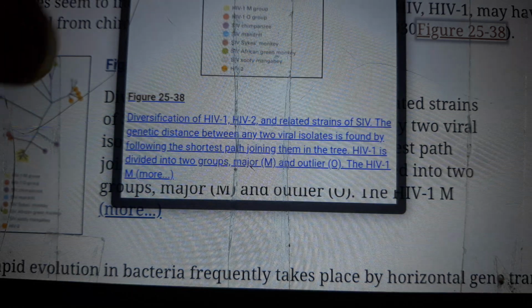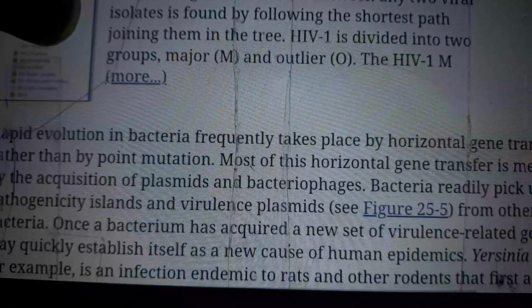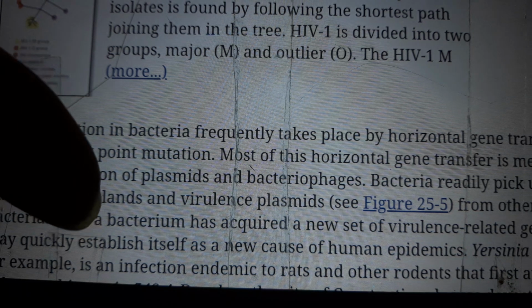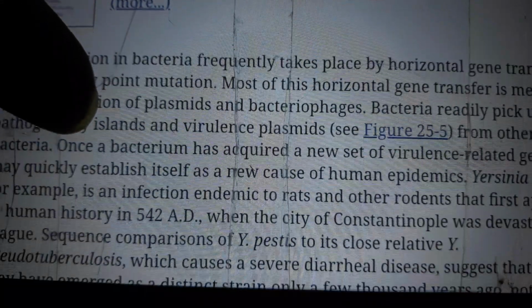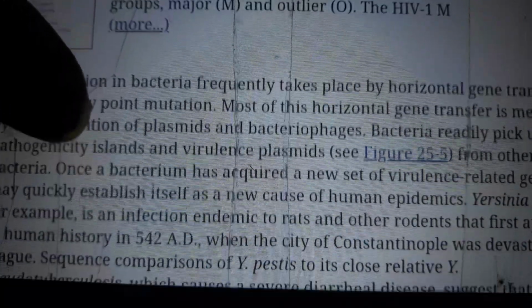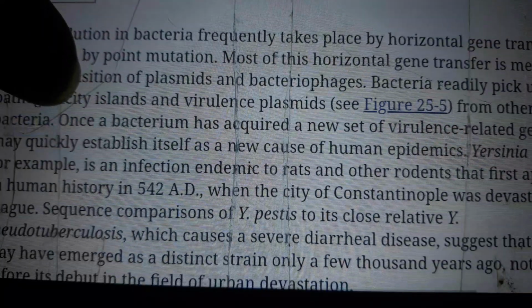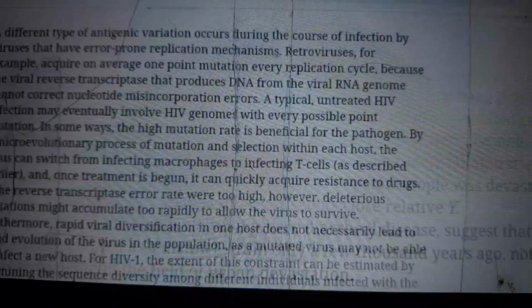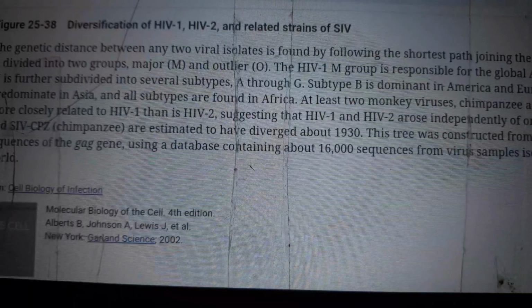That's the diagram there. Diversification of HIV-1, HIV-2, and related strains of HIV. Genetic distance between any two viral isolates is found by following their shortest path joining them in the tree. HIV-1 is divided into two groups, major M and outlier O. The HIV-1 M group is responsible for the global AIDS epidemic.